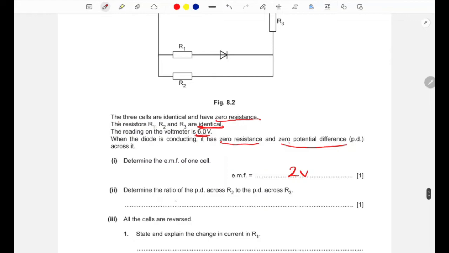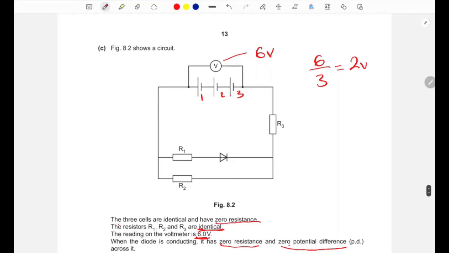Part 2. Determine the ratio of the PD across R2 to the potential difference across R3. So let's look at the diagram. So the current is going to be flowing like this. Up until this point it is going to be 6 volts. And now over here it's going to be split in 2 parts. So since these 2 resistors are identical, it's going to be 3 volts over here and 3 volts over here. Now this continues, and then these 2 pathways meet again over here. So now the 3 volts add up, and then over here it becomes 6 volts again. So R3 is receiving 6 volts, R1 and R2 are receiving 3 volts.